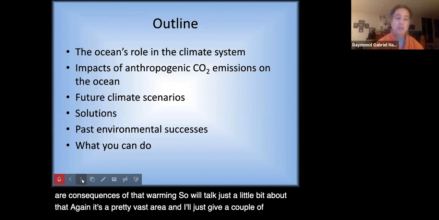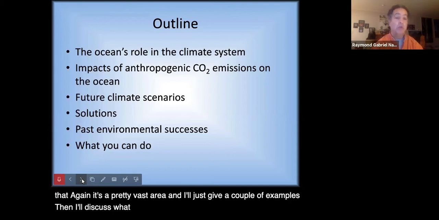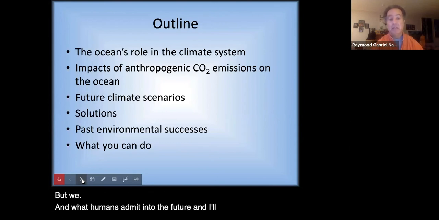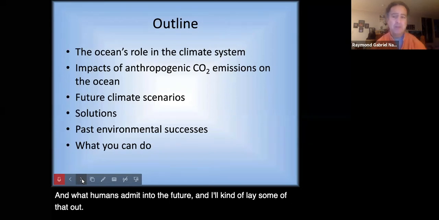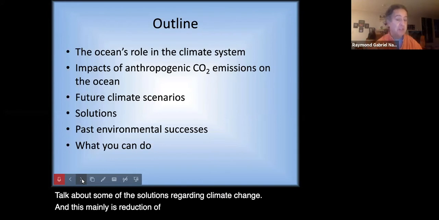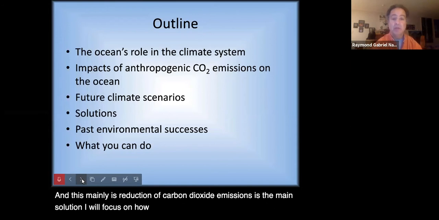Then I'll discuss what we might expect in the future, and a lot of that depends on us, on what humans emit into the future. I'll lay some of that out. Then I'll talk about some of the solutions regarding climate change. This mainly is reduction of carbon dioxide emissions. This is the main solution I will focus on, how we might go about doing that.